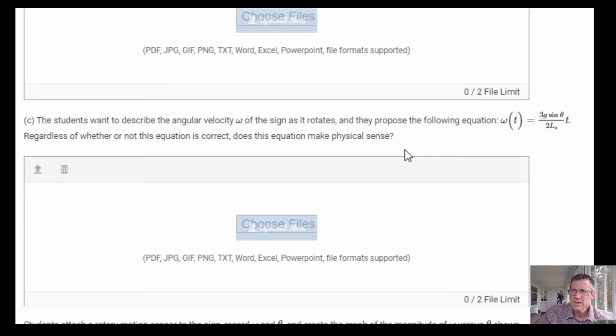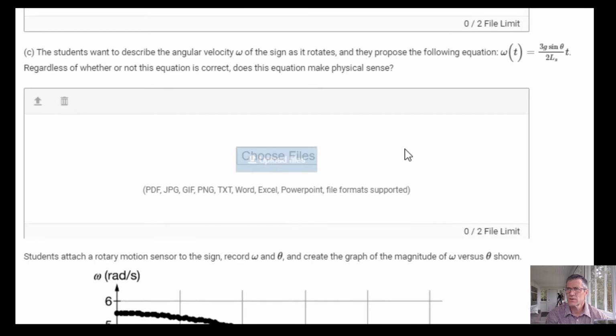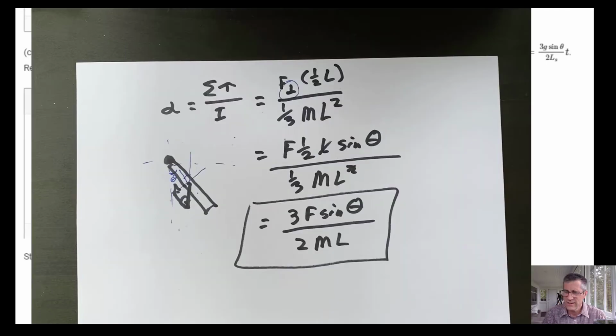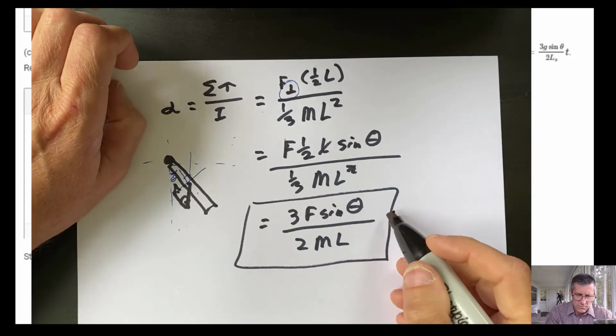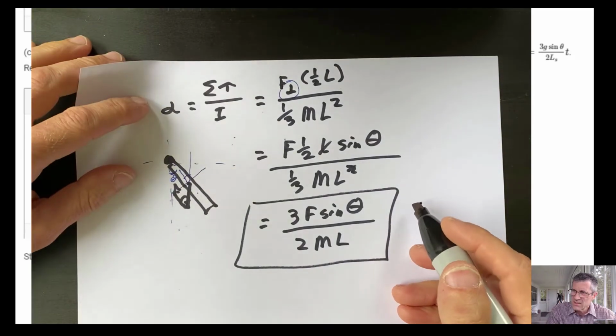Part C. Part C, student wants to describe the angular velocity of the sign as it rotates to propose the following equation. Does this make physical sense? Well, let's see what the equation is. So the equation is 3g sine theta, right? So what they're looking for you to do is to recognize that this is the same equation, right? And they just multiply this by time, right?